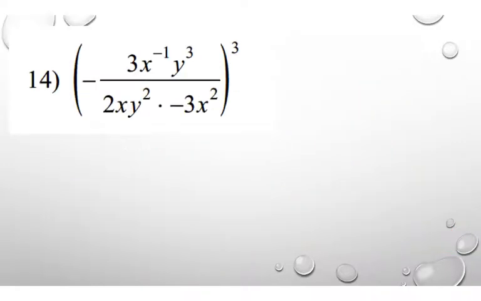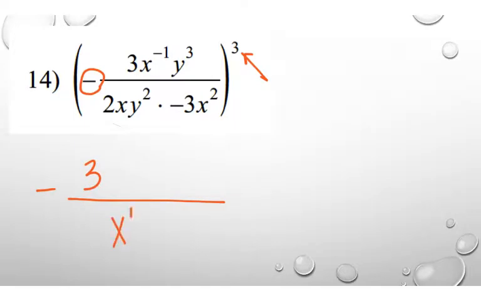Okay, the next one we're going to do is number 14. With this one, we've got all of the stuff that's inside the parentheses, and we need to clean all of that up before we start worrying about that 3. So I'm going to take a new fraction bar. The negative in front, that's a coefficient, I'm going to leave that. The 3 stays, the x to the negative 1 is going to come down here. Y to the third stays put. The 2 stays put. The x stays where it is. The y to the second stays where it is.